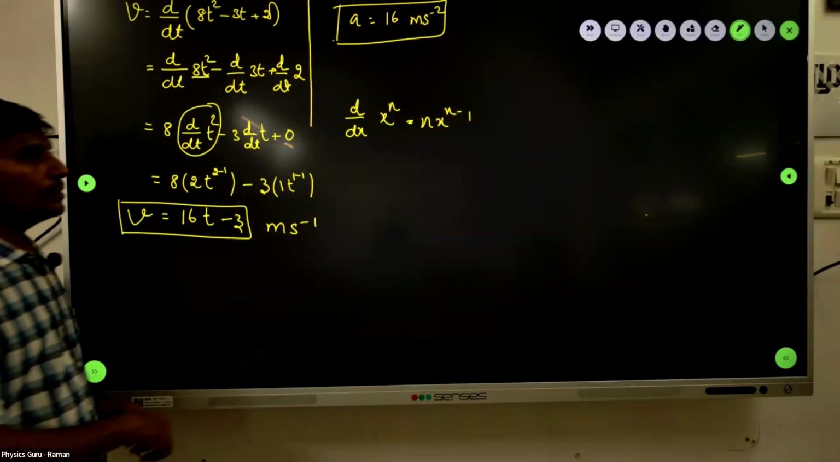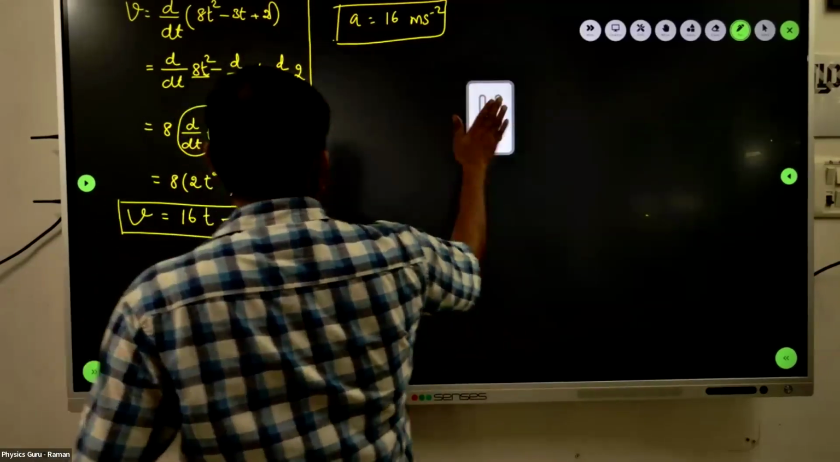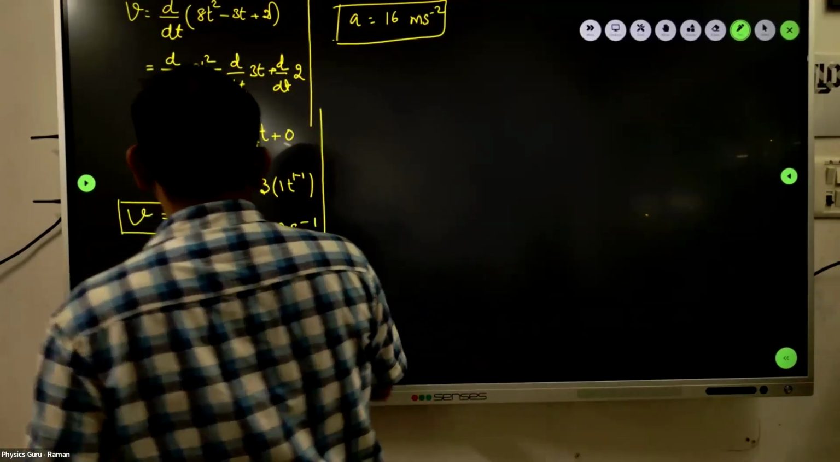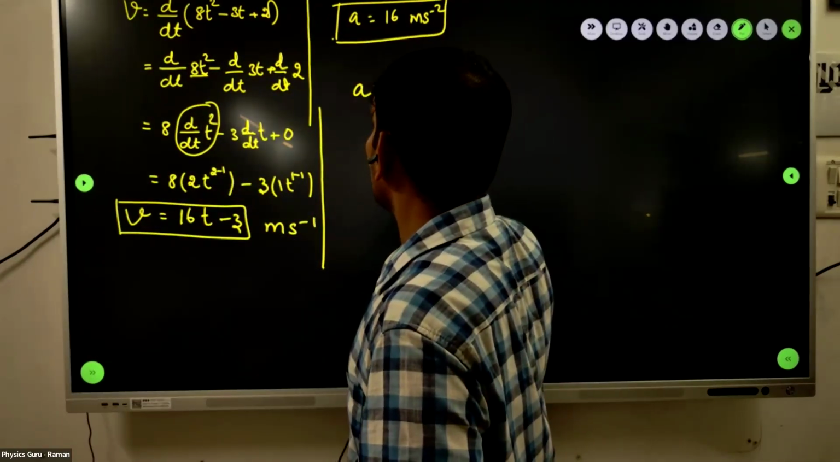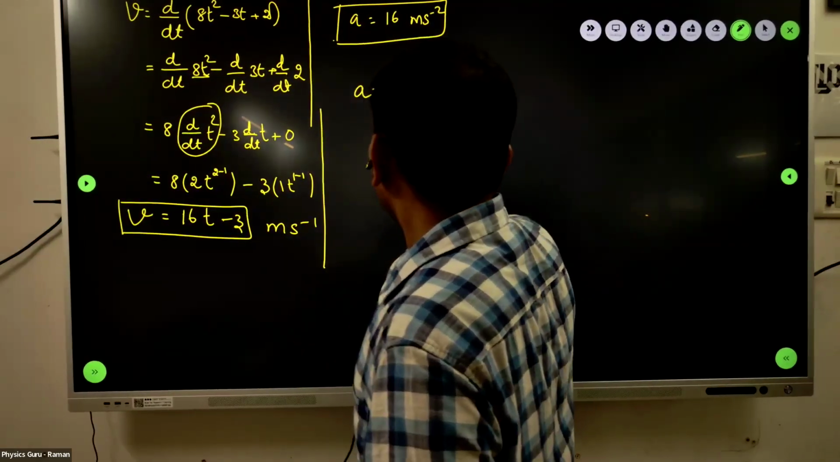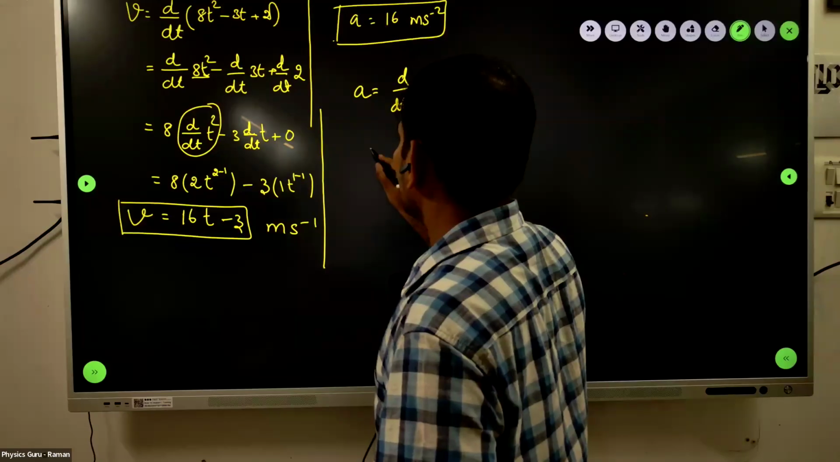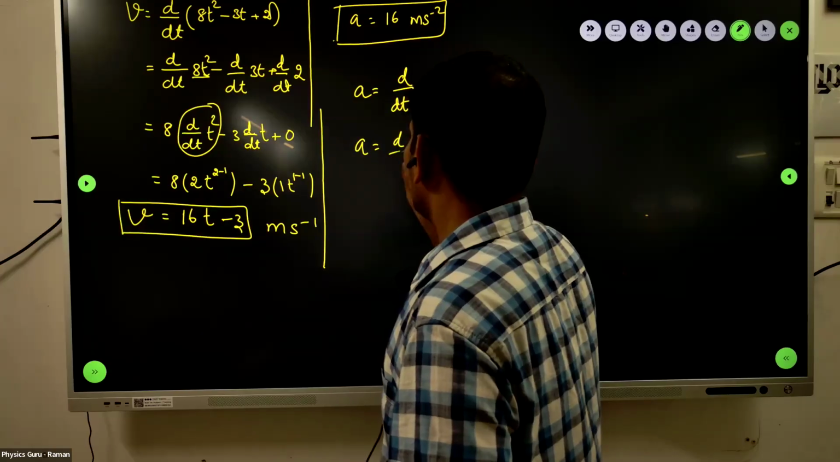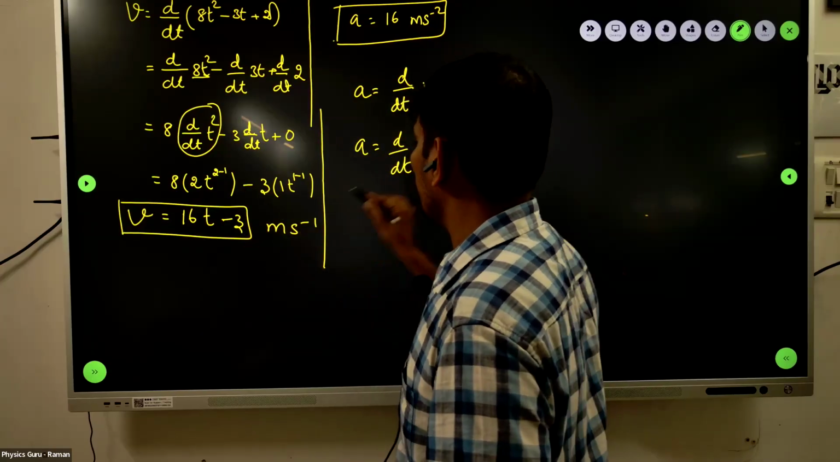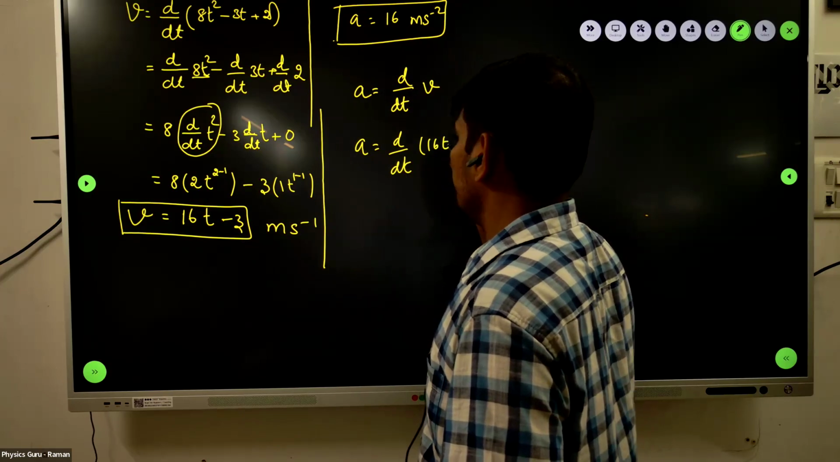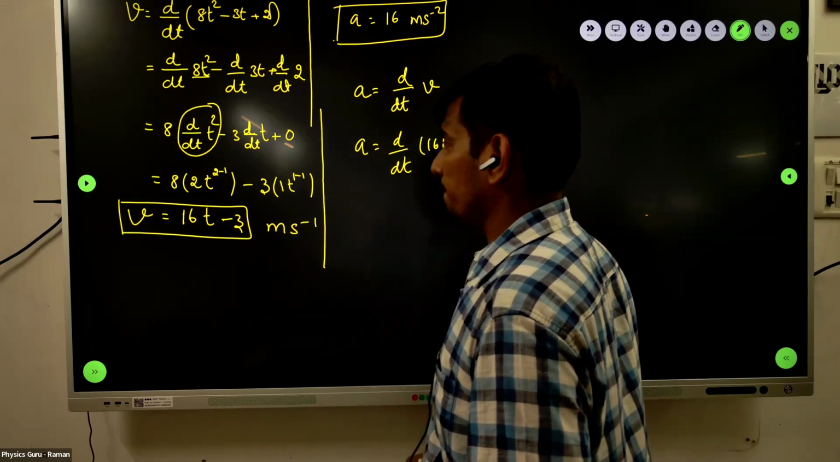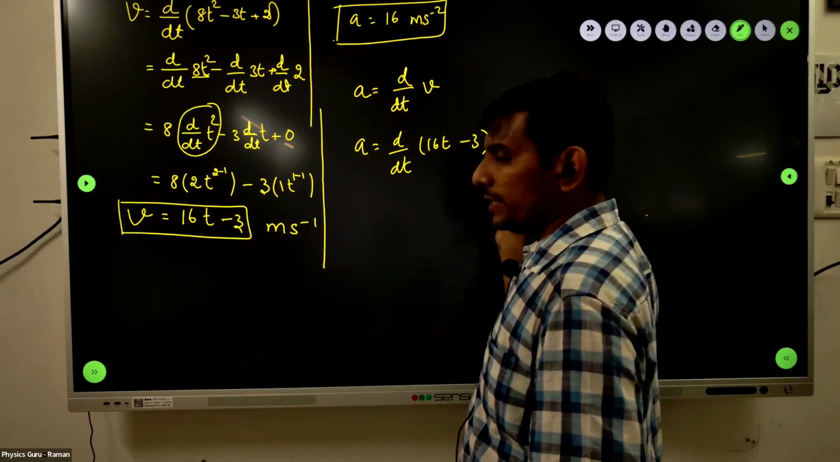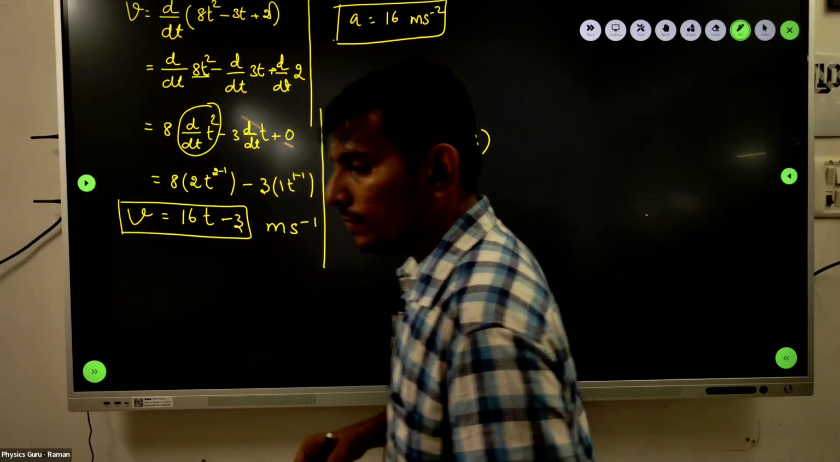Noted? Similarly, can we write acceleration is equal to, what's the formula of acceleration, Harini? Rate of change of velocity. Correct? So d by dt of, what's the velocity equation we found here? 16t minus 3. Now can you take it inside and do the work? Will you find out? Okay, sir. I'll try. Yes, you try.